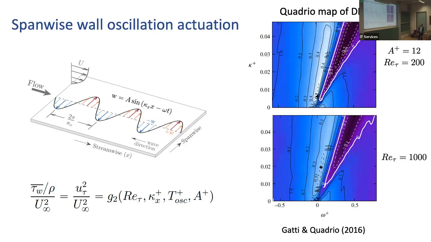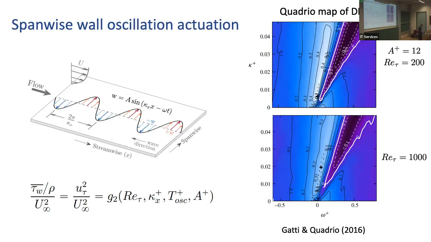And on the right here, we've got the work of Gatti and Quadrio, and what's called the Quadrio map. So we can see that there actually are 4 parameters which you can change for the shear stress. And here he's mapped 2 of them, the circular frequency versus the streamwise wavenumber. And you do that for a particular level of forcing. So A+ is the magnitude of that spanwise velocity, and of course Reynolds number. And you see that under this change from 200 to 1,000, things don't change too much.